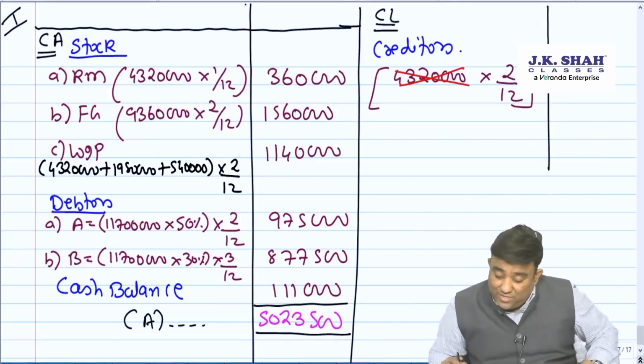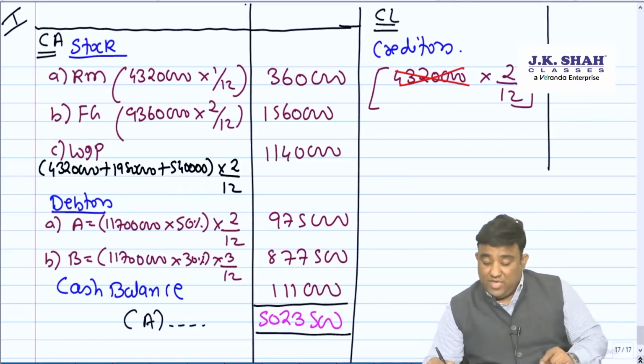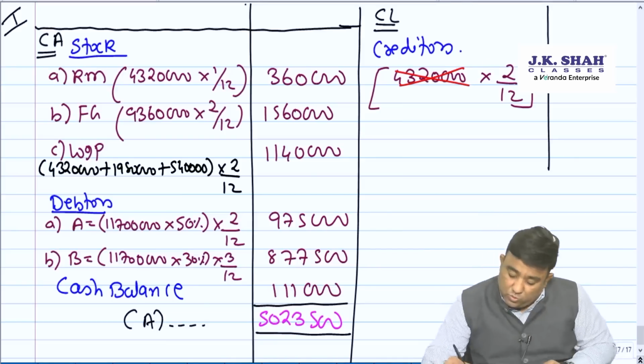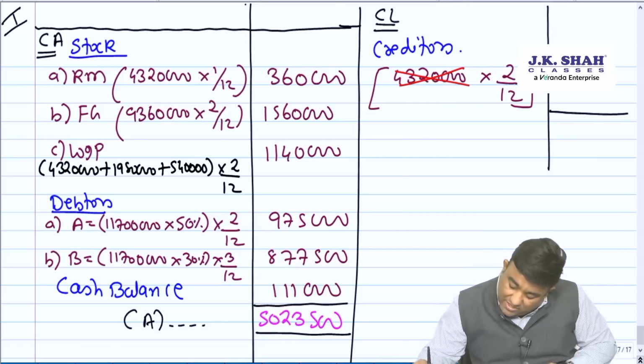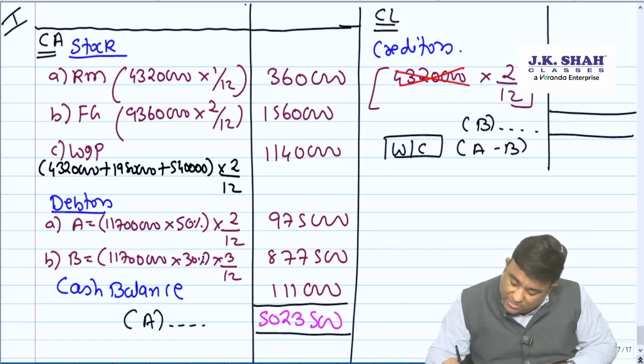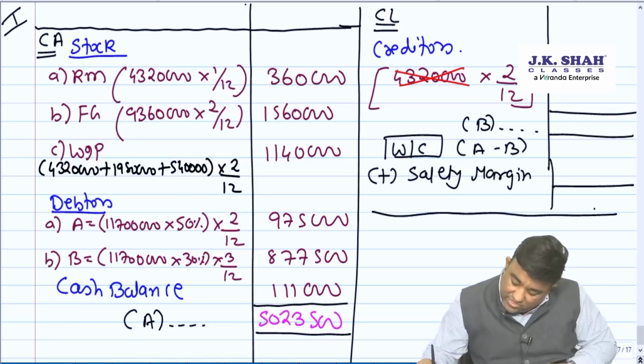because creditors will be computed on purchase and 4320 is a consumption. So student, for that I need to specifically compute the purchase for this. But before that, let me just close the format for a moment. Working capital plus safety margin, which is given, it's fine, not given, we will ignore it. That will give you working capital requirement.